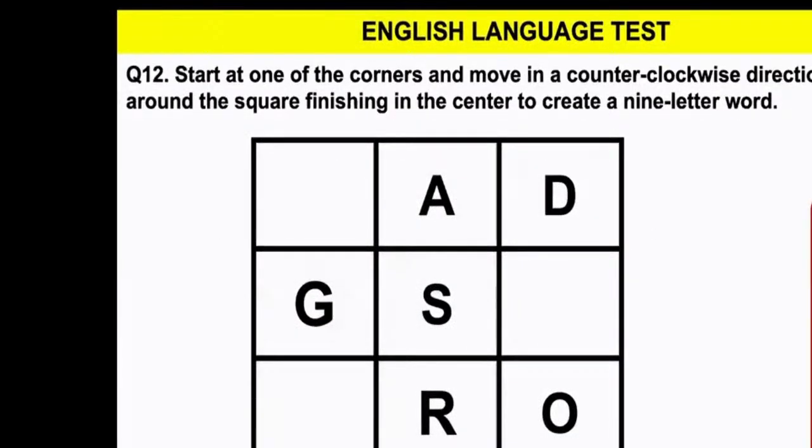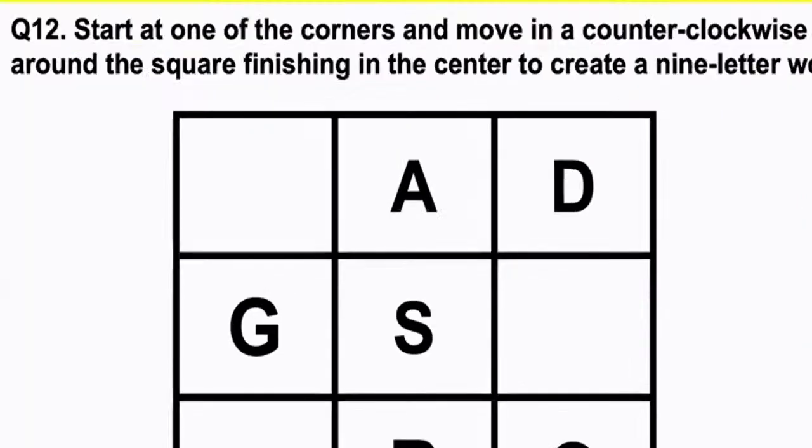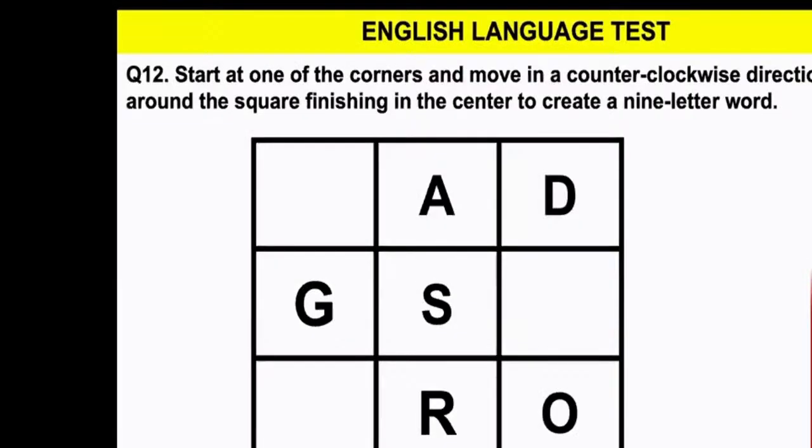Question number 12. Start at one of the corners and move in a counterclockwise direction around the square, finishing in the center to create a 9-letter word. You have the time it takes the timer to go down to choose your 9-letter word. Here we go. Send the words, please. Send in the chat box which word you could create, and it should have 9 letters. Be fast, please.